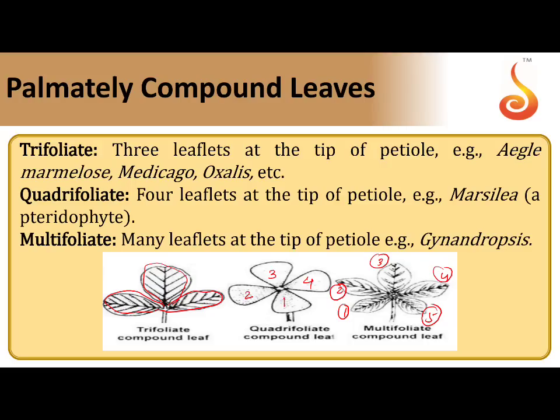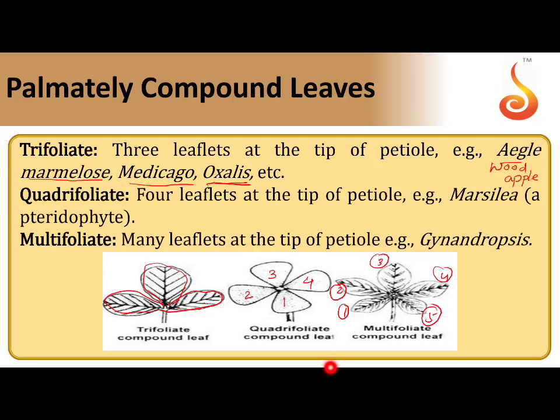Trifoliate leaf we see in case of Marmelos, Medicago, Oxalis and Aegle. Now if I have to at least come up with those examples which you might easily understand, Aegle is wood apple. We have learnt in modification in stem Aegle as an example of thorn modification.